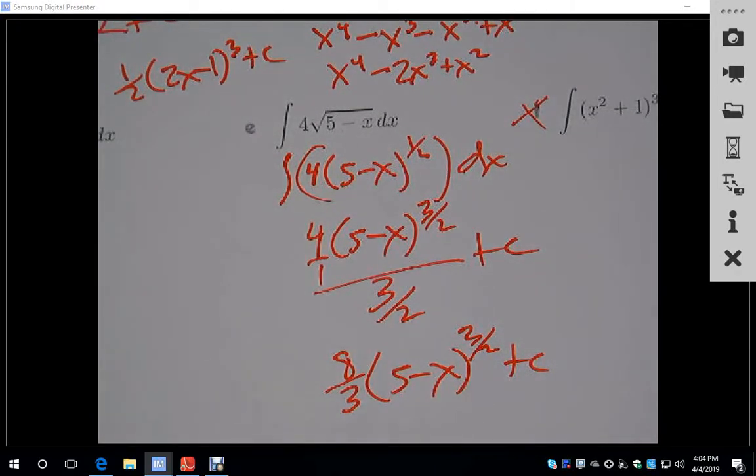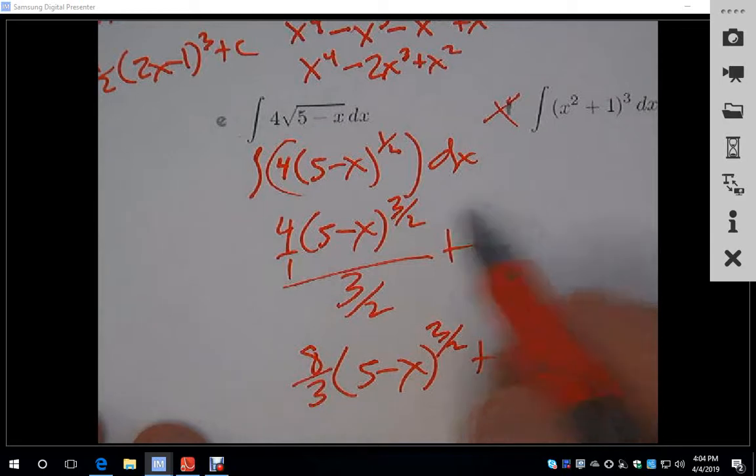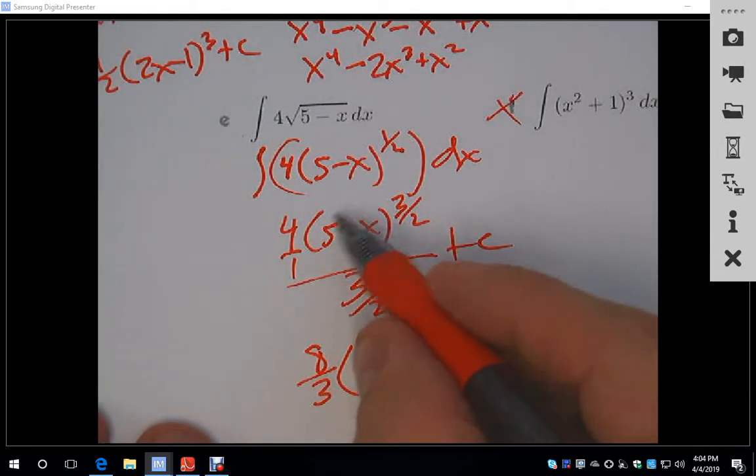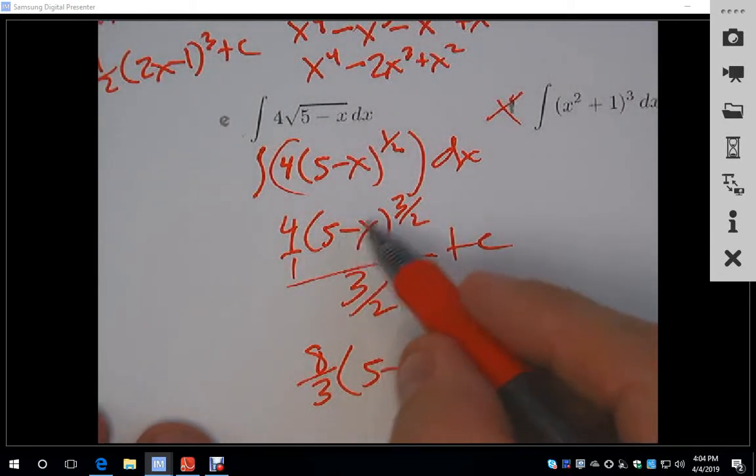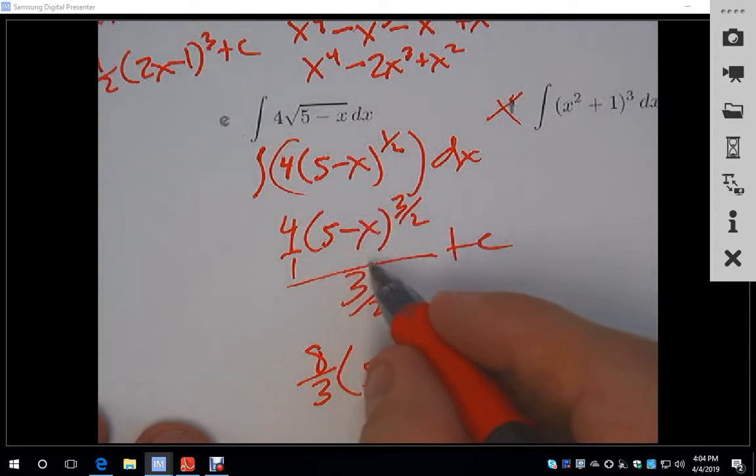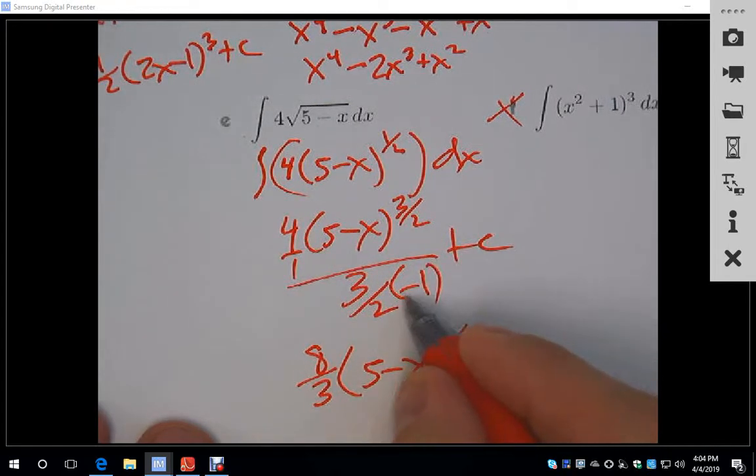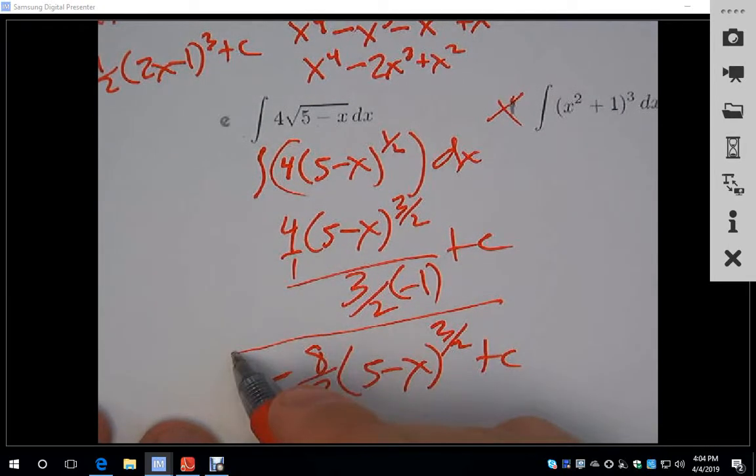I think I missed something. No, maybe not. Oh, yeah, I did. I forgot to divide by the derivative of the inside function. I forgot to do that. So this would be divide by -1, which means that all of this is going to be negative. So sorry about that. I missed that little piece there.